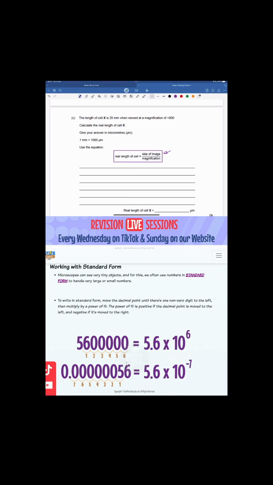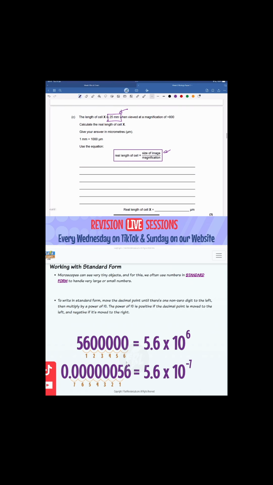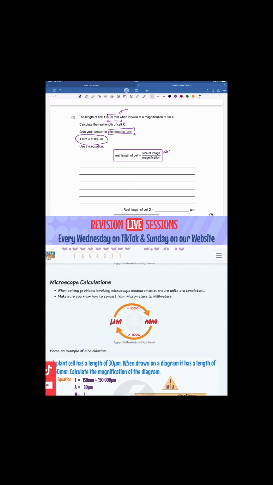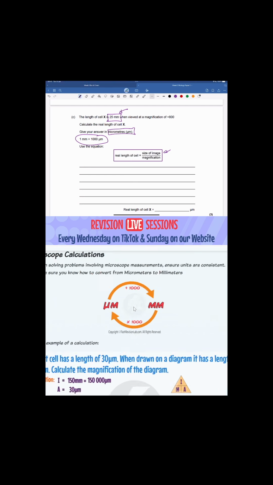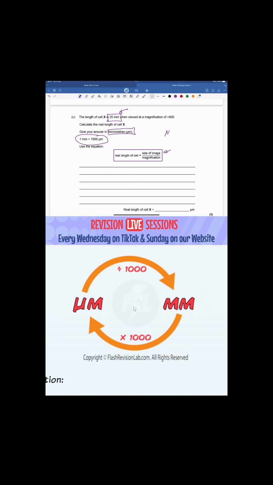But what you need to notice here is in the question, this is in millimeters. The question is asking in micrometers. So there's a conversion that we need to do. They've told us this, 1 millimeter is equal to 1,000 micrometers. Here we have a conversion here. So to go from micrometers to millimeters, you want to divide by 1,000. And then the other way, you want to times by 1,000. Okay, we'll save this for the end. First, let's do the calculation.